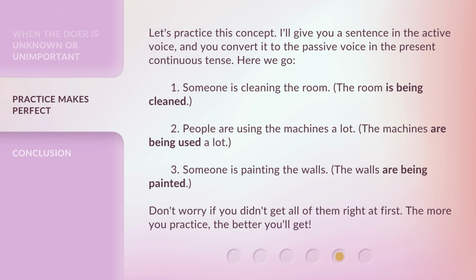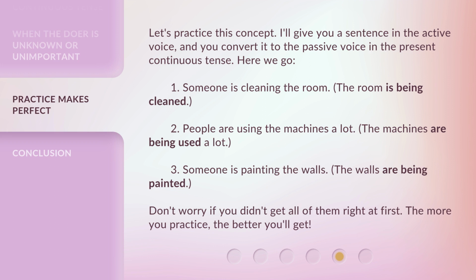Let's practice this concept. I'll give you a sentence in the active voice, and you convert it to the passive voice in the present continuous tense. Here we go. 1. Someone is cleaning the room. The room is being cleaned. 2. People are using the machines a lot. The machines are being used a lot. 3. Someone is painting the walls. The walls are being painted.